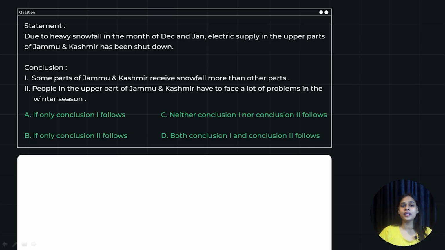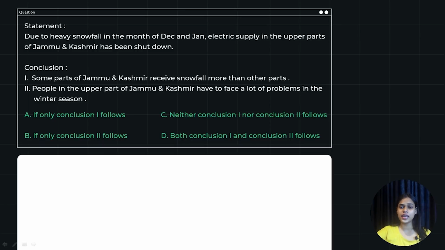Okay, so we know that there has been a lot of snowfall in December and January, and the upper parts of Jammu and Kashmir have been shut down. Okay, so the upper part is one part of the entire Jammu and Kashmir. So let's see the conclusions. Some parts of Jammu and Kashmir receive snowfall more than other parts. People in the upper part of Jammu and Kashmir have to face a lot of problems in the winter season.